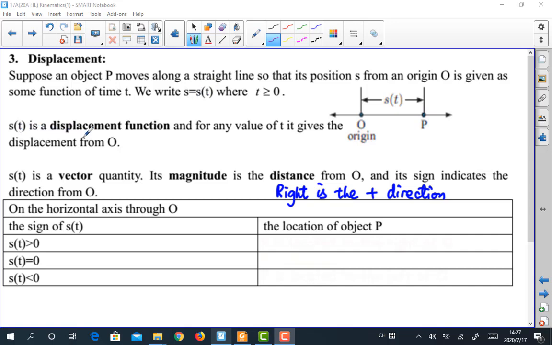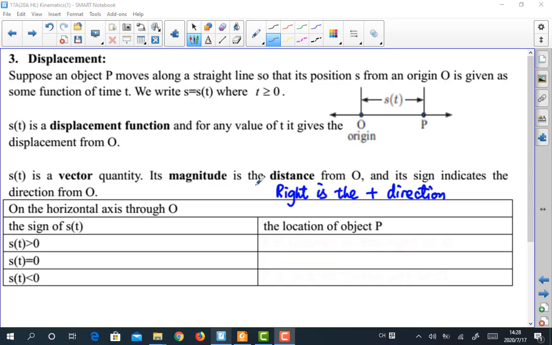s of t is the notation for the displacement function, and for any value of t, it gives the displacement from O. s of t, displacement, involves the direction. Therefore, this is a vector quantity. Some of the students have already learned this in physics. We should have this after the vector units. If we learn the vector units first, you know displacement is a vector, which means you do not only have the quantity, but also have the direction.